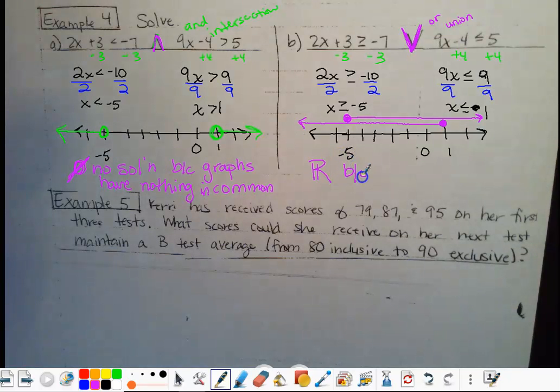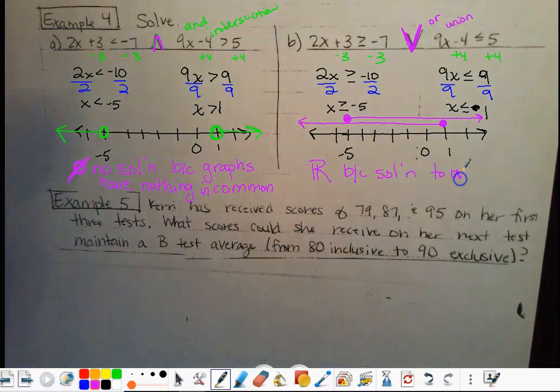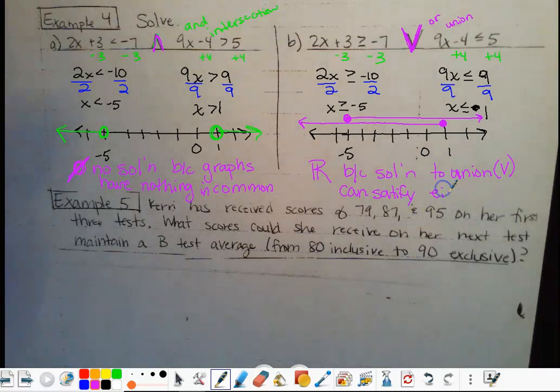Okay, because the solution to the union can satisfy either equation. So it's all real numbers because the solution to the union can satisfy either equation. Pretty awesome stuff there.